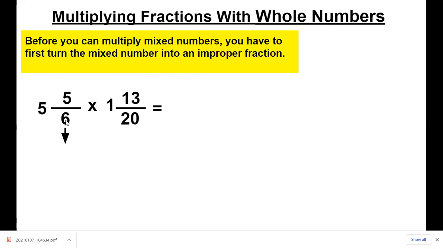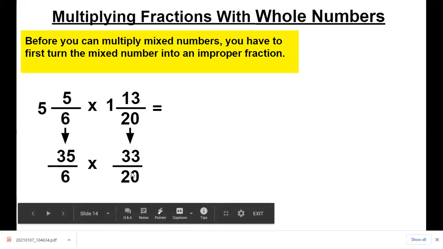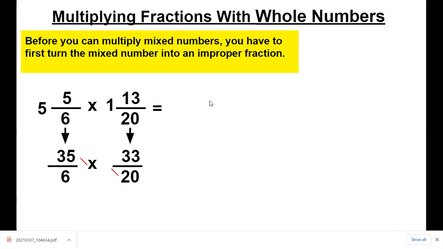Okay, so 5 times 6 is 30, plus 5 is 35/6. The next one is 1 times 20 is 20, plus 13 more, 33, right? And 20 stays on the bottom. Now, if I can cancel anything over here, I'm going to. And I see that I can take a 5 into both 35 and 20, and I can take a 3 into both 6 and 33. So I'm going to do that.